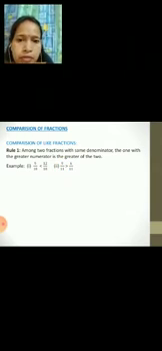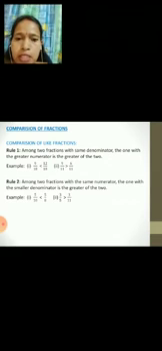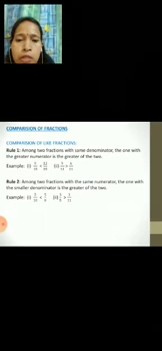Same case here, 11 denominators are the same, so 9 is bigger than 6, so 9 by 11 is the bigger fraction than 6 by 11. Now the second rule is, among two fractions with the same numerator, the one with the smaller denominator is the greater of the two.